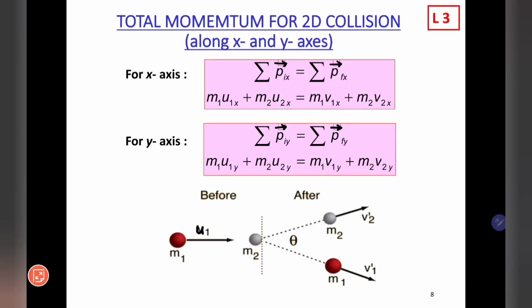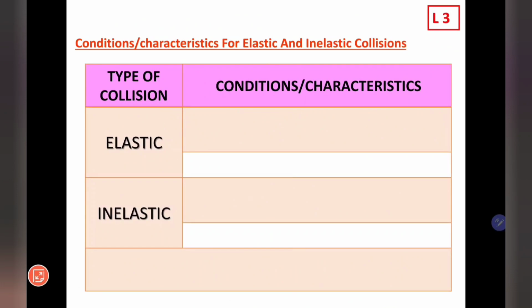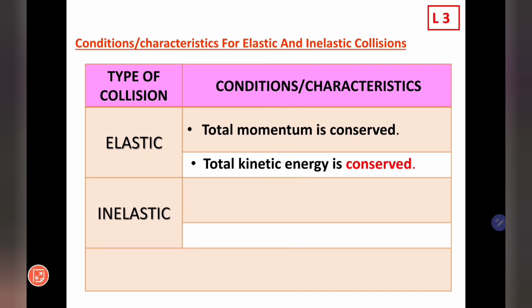Next, what is the condition or characteristic for elastic and inelastic collision? Okay, we just go for it one by one. So there are two different types of collision, which are elastic and inelastic. The condition or characteristic for elastic collision is, the first one, the total momentum is conserved. What does it mean? Sum of P initial equals sum of P final. At the same time, the total kinetic energy is also conserved, which is total K initial equals total K final.